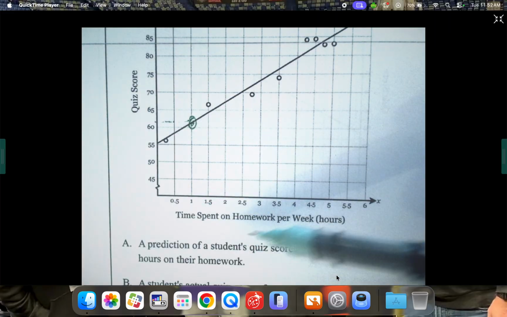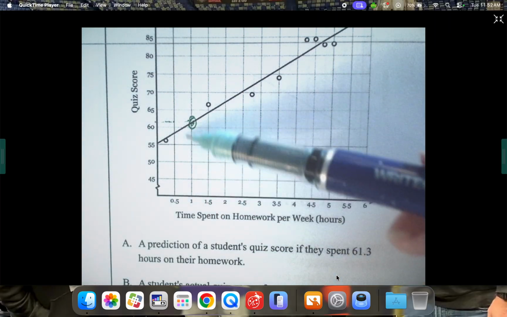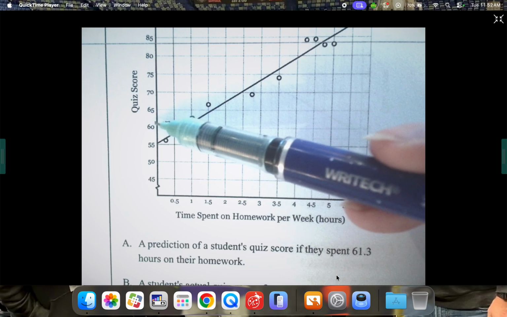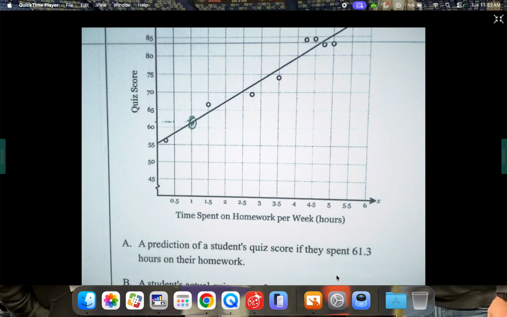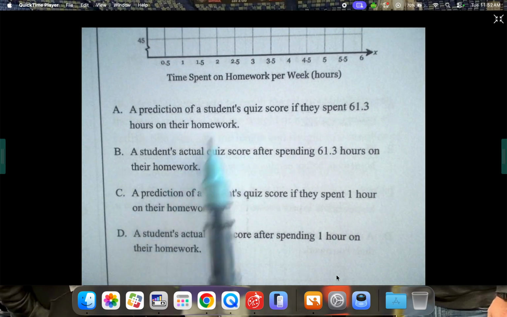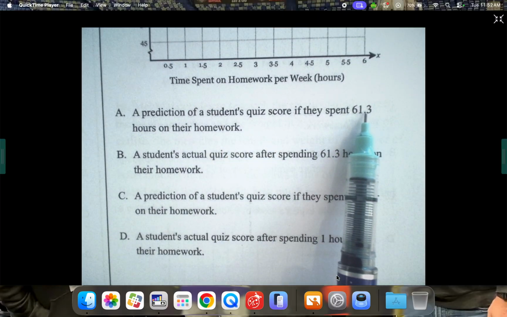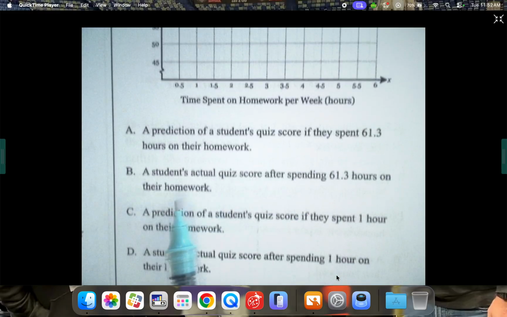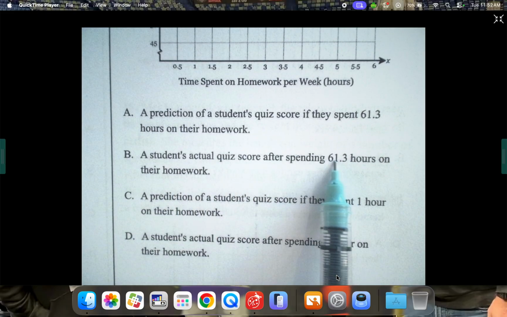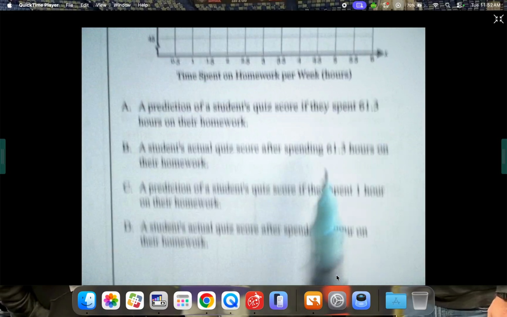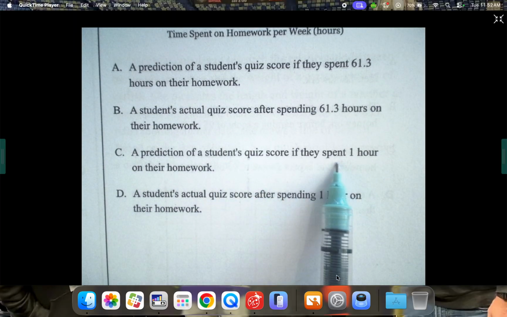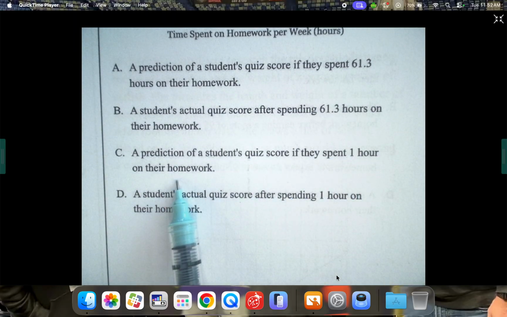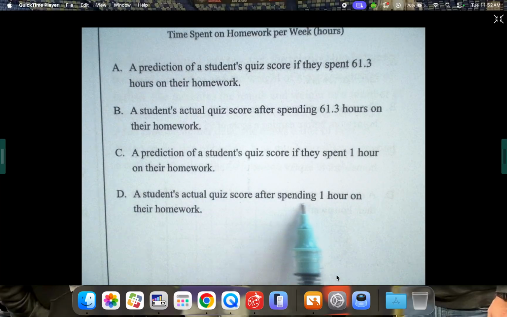So if you spent 1 hour on homework, your quiz score would be expected to be right there between 60 and 65. So a prediction of a student's score if they spent 61 hours? No, we're saying we spent 1 hour. A student's actual quiz score after spending 61 hours again? No. A prediction of a quiz score if they spent 1 hour of homework. A student's actual quiz score spending 1 hour.